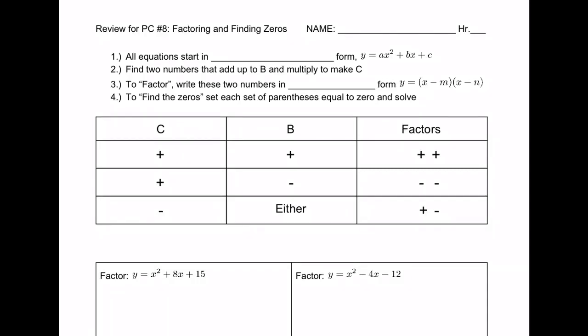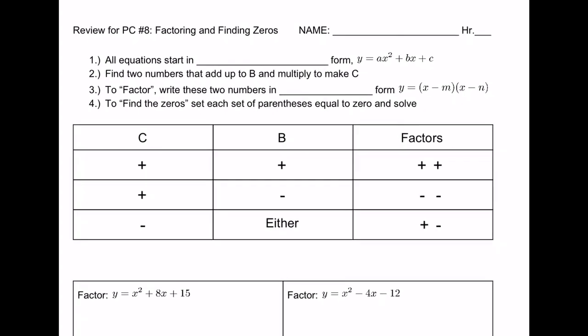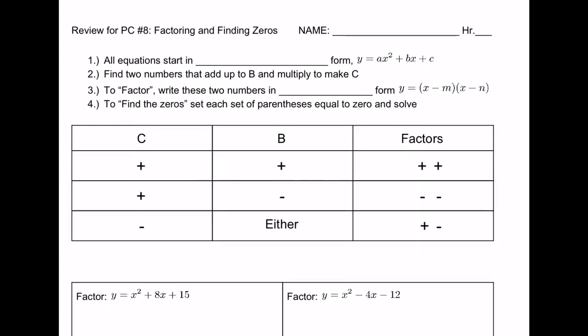This is a review for PC8, factoring and finding zeros. So number 1, all the equations on this test this week start in standard form. And standard form is y is equal to ax squared plus bx plus c. So the coefficient for the x squared term is a, the coefficient for the x term is b, and the constant here on the right is c. The signs come with them.